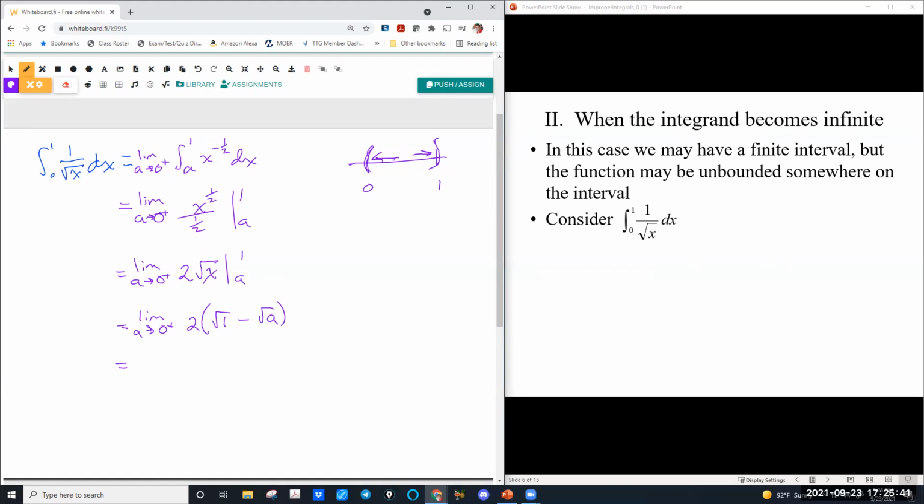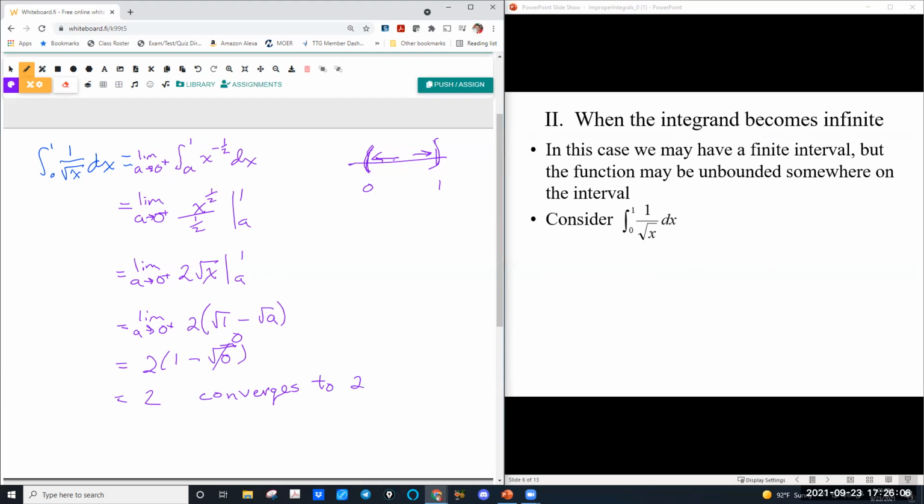So the first thing we do is plug in 0 for a. We can take the square root of 0. So let's just do that. Square root of 1 is 1 minus square root of 0. Square root of 0 is 0. So we end up with 2 times 1, or 2. And so we can say that this improper integral converges to 2. All right.